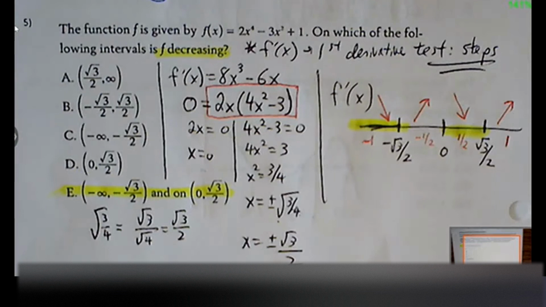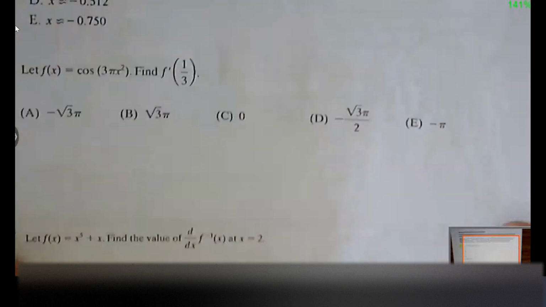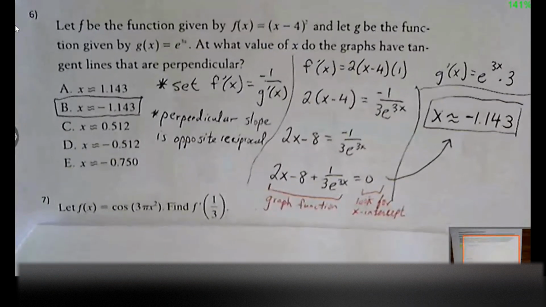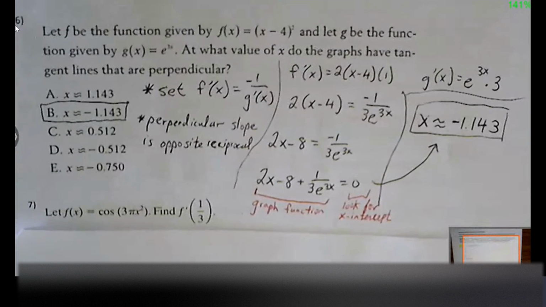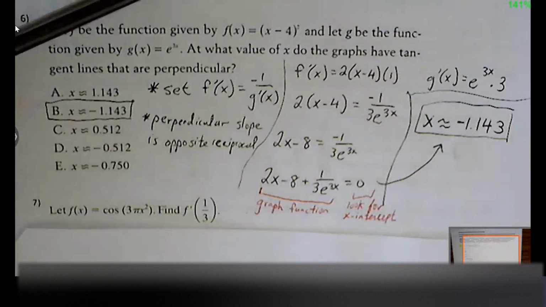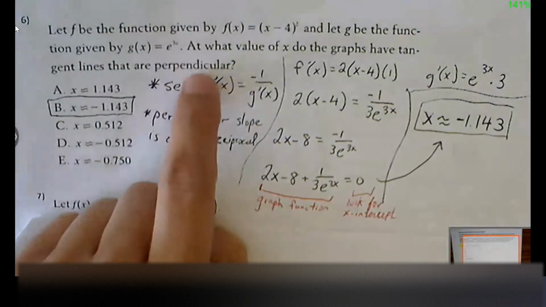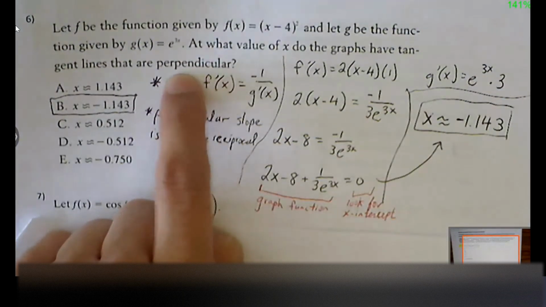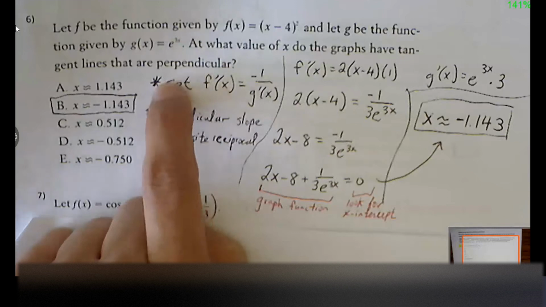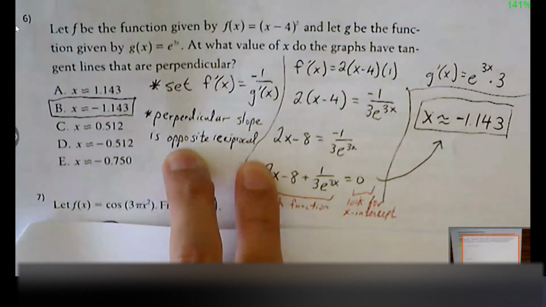Okay, we did number 6 in class, but I'll still go over it briefly. The idea behind number 6 is we are dealing with both f and g's derivative, but we are not setting them equal to each other, because we want to figure out where their tangent lines are perpendicular. So we don't want the slopes to be the same, we want their slopes to be opposite reciprocals of each other. That's the relationship with perpendicular slopes.